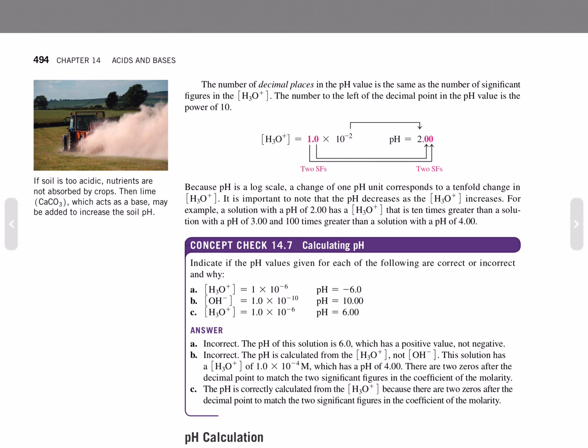Because pH is a log scale, a change in 1 pH unit corresponds to a 10 times change in the amount of hydronium. It's important to note that the pH decreases as the hydronium ion concentration increases. For example, a solution with a pH of 2 has a concentration of hydronium 10 times greater than a solution with a pH of 3 and 100 times greater than a solution with a pH of 4.